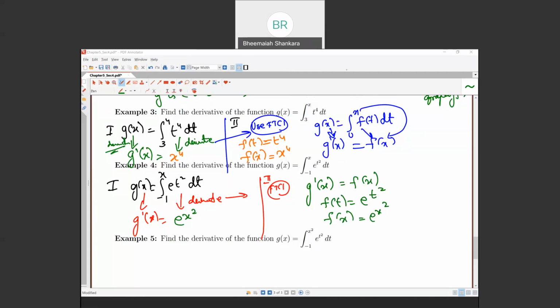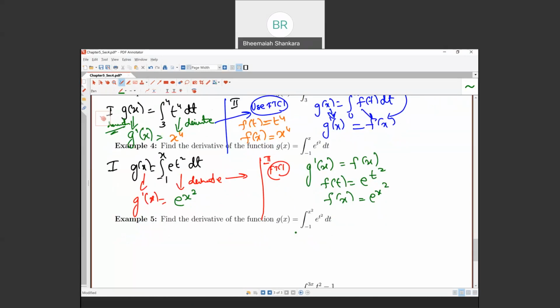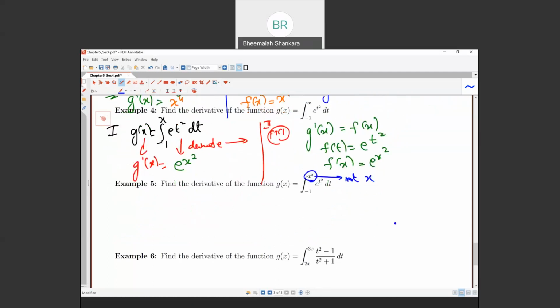So let's continue with the next problem. Find the derivative of the function g, where g is again defined as an integral. What you want to notice is it's not a simple function x, but rather it is an x square function. So you use a different form of FTC, and here is the FTC you want to use for this problem.